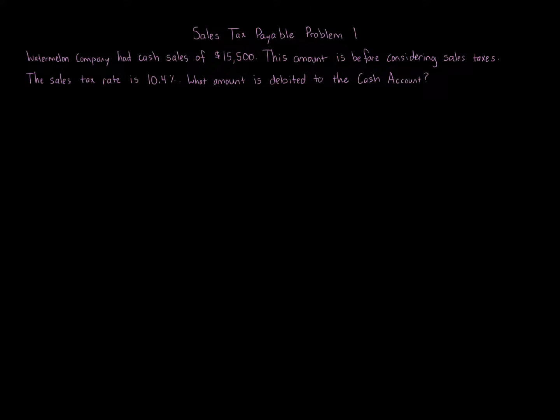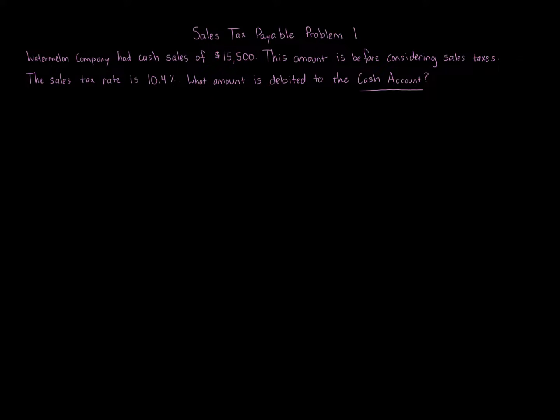Sales tax payable, problem 1. Watermelon Company had cash sales of $15,500. This amount is before considering sales taxes. The sales tax rate is 10.4%. What amount is debited to the cash account? This one's pretty straightforward. All it's asking for is the total amount that's debited to cash.